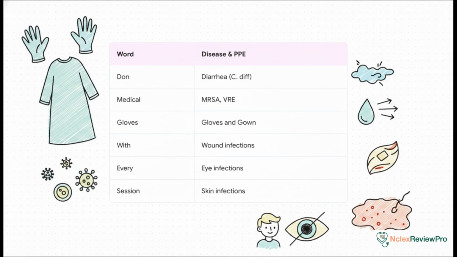The rule is incredibly simple. You must immediately glove and gown up. And remember, things like skin infections or RSV spread like wildfire through direct contact or just contaminated environments. So those physical barriers are completely non-negotiable.